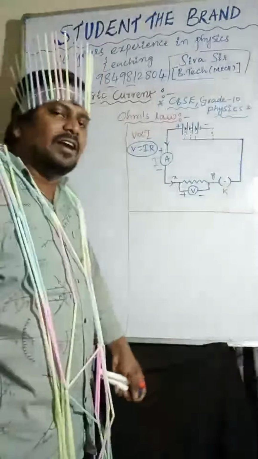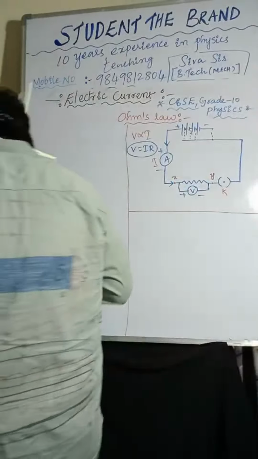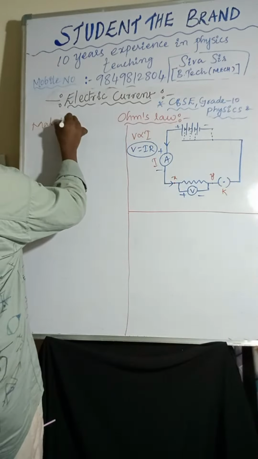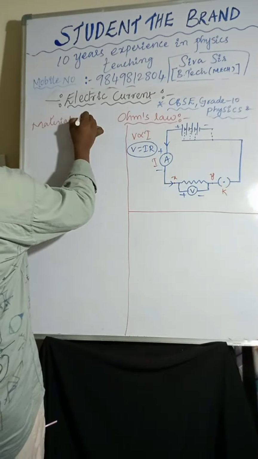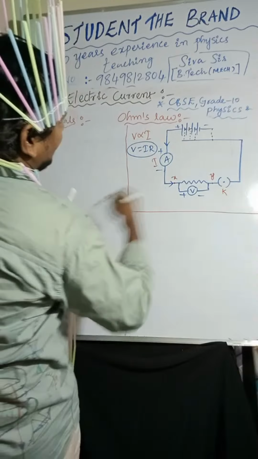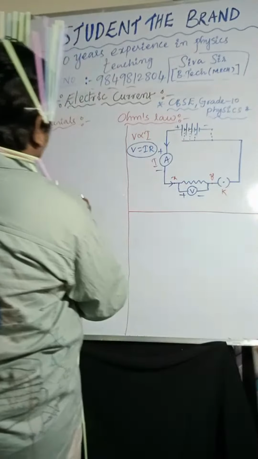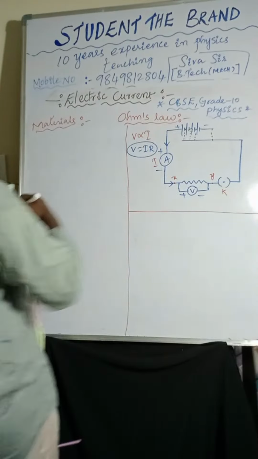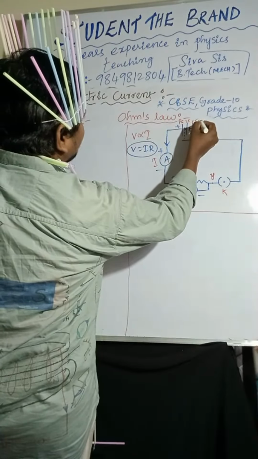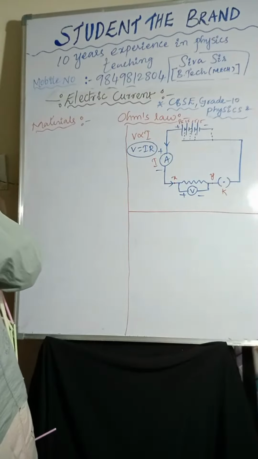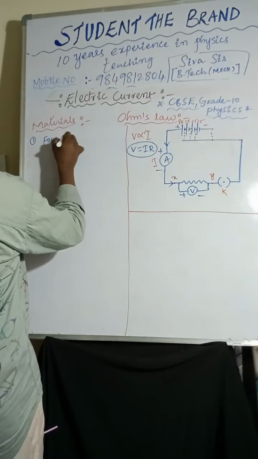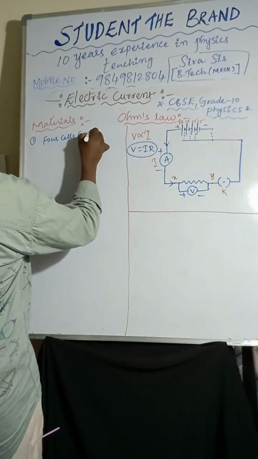What are the materials required for Ohm's law? First one, 4 cells of 1.5 volts each.